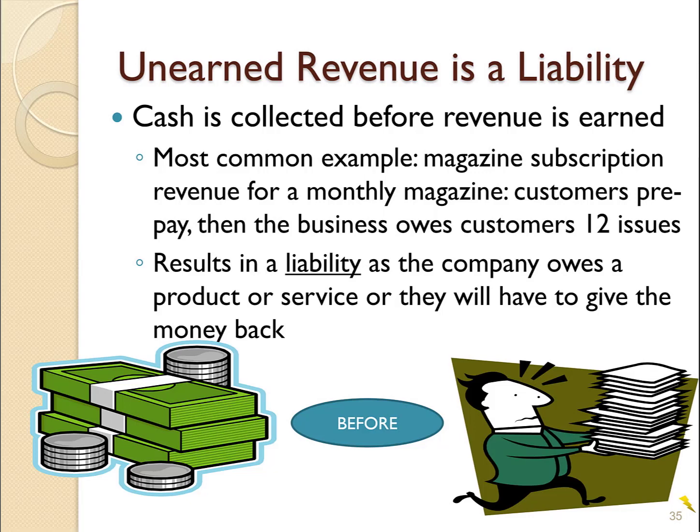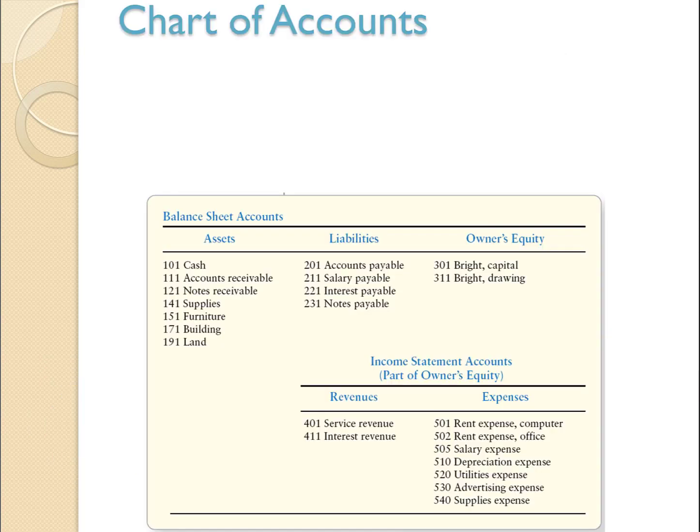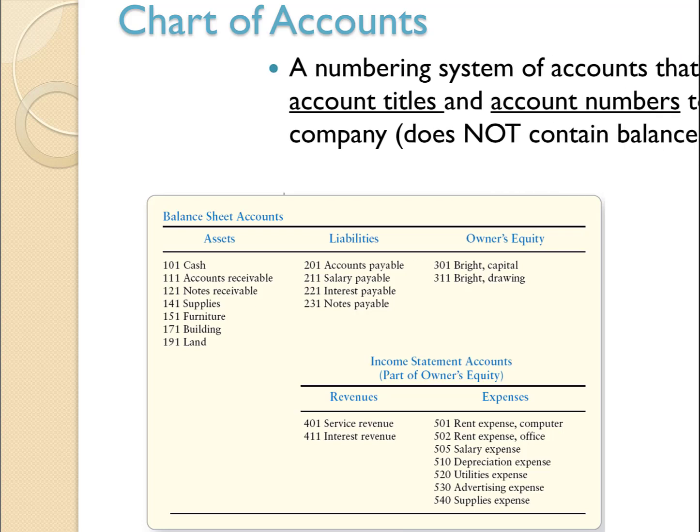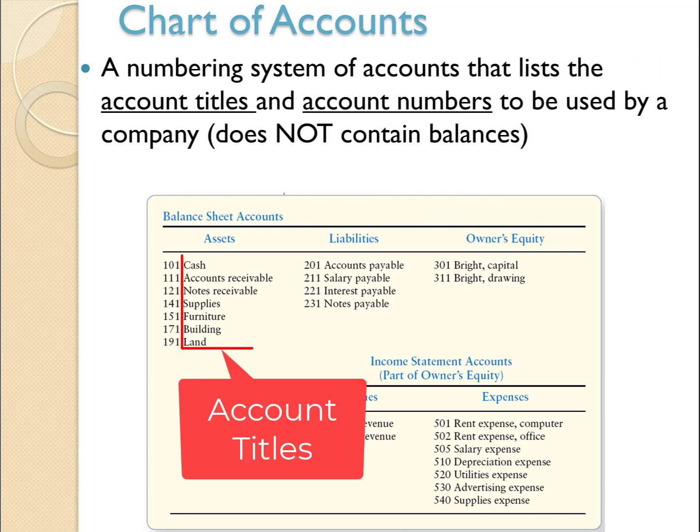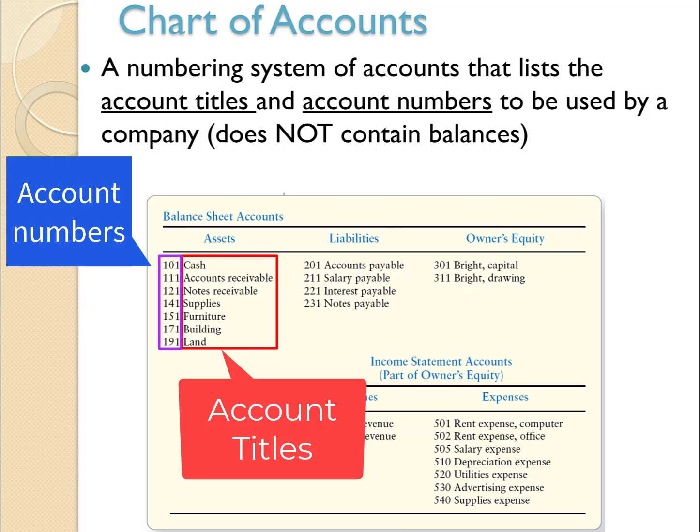And we'll do some examples of this in the homework, and it'll make a lot more sense once you see the actual transactions. So the last new thing we want to cover in this video is called the chart of accounts. What is a chart of accounts? It's a numbering system of accounts that lists the account titles and account numbers to be used by a company. It does not contain account balances.